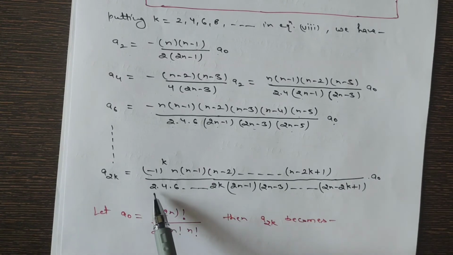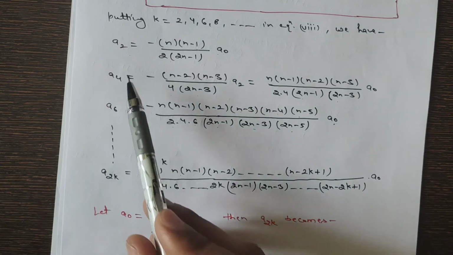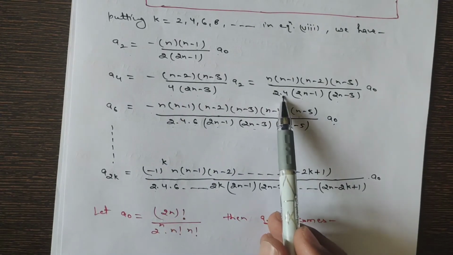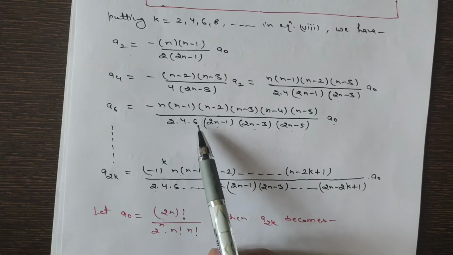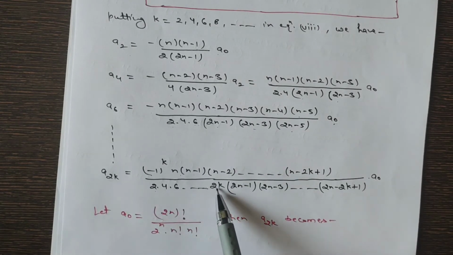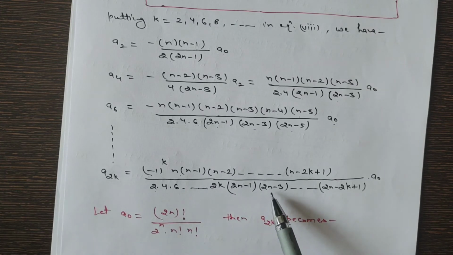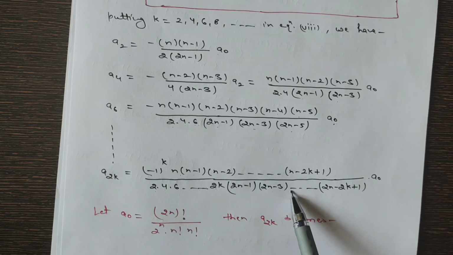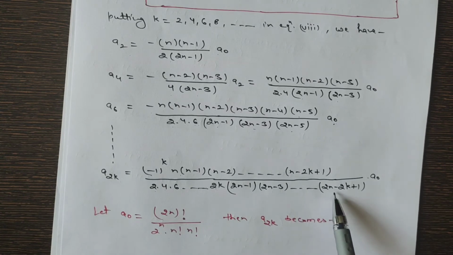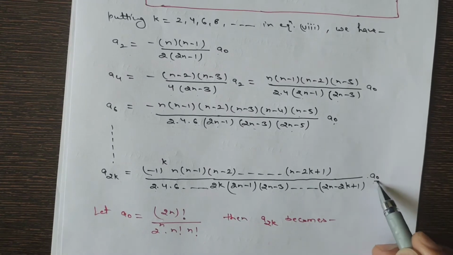and now in the denominator we will have 2 into 4 into 6 up to which term? Up to 2k. You can see for a4 we are getting 2 into 4. For a6 we are getting 2 into 4 into 6. Similarly for a2k we will have 2 into 4 into 6 up to 2k, into (2n minus 1)(2n minus 3)(2n minus 5)(2n minus 7) up to 2n minus 2k plus 1, into a0. Clear?